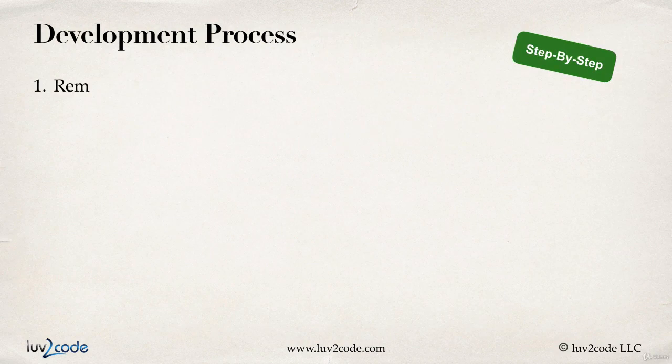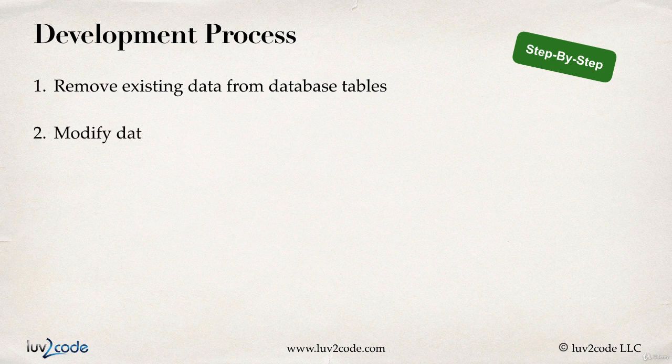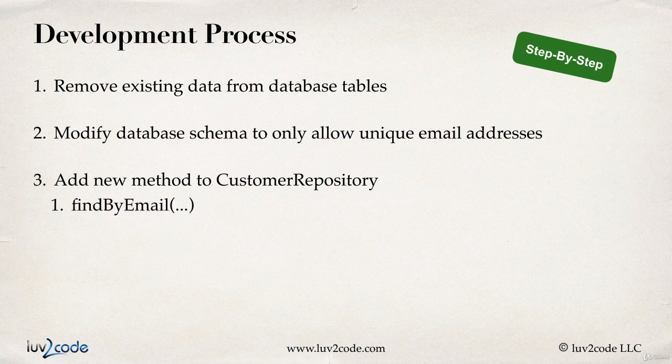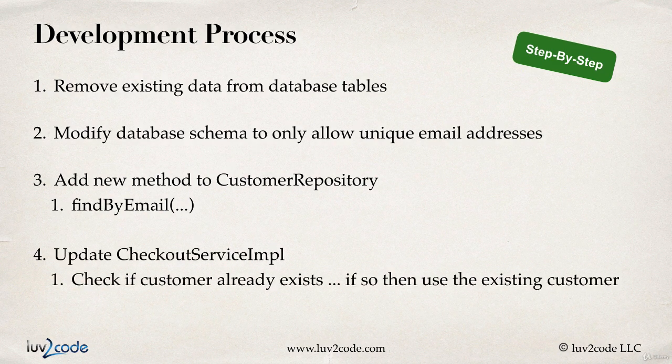Alrighty, so let's go through our development process. The first thing that we'll do is remove existing data from the database tables. We'll modify the database schema to only allow unique email addresses. Then we'll add a new method to the customer repository where we find by email, so finding a user by their email address. And we'll check to see if the customer already exists. If so, then we'll use the existing customer.